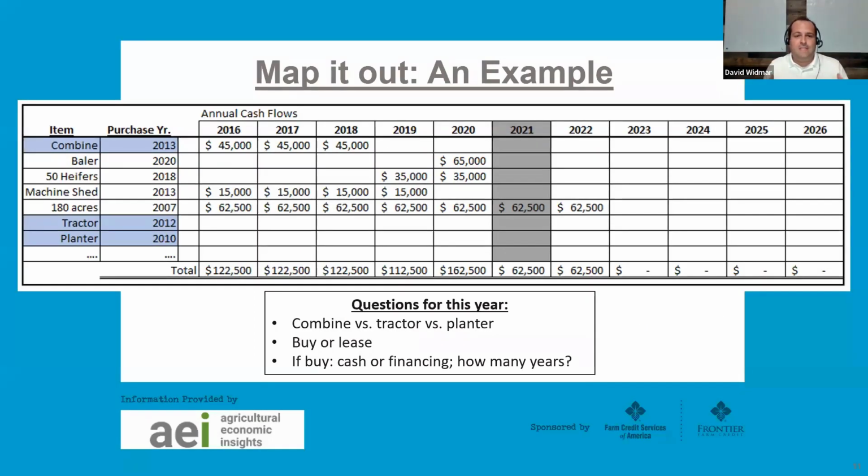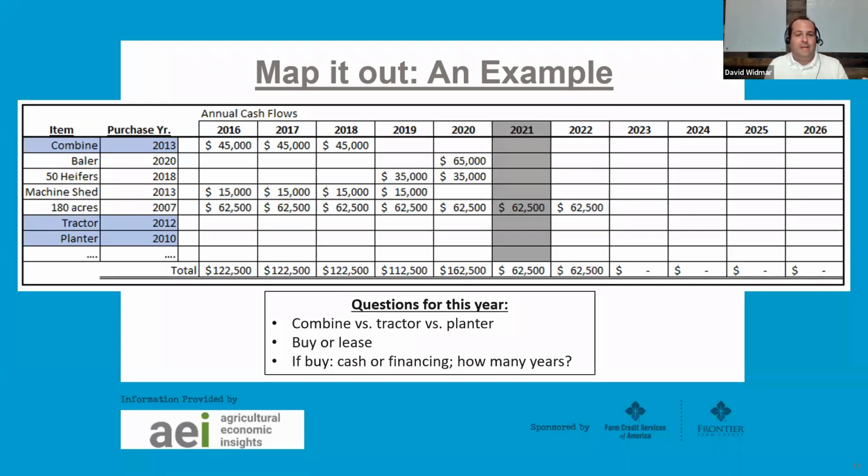So this is an abridged or a condensed version of what you might have for your operation. On the left, we've listed all the pieces of equipment. We listed the purchase year. And then we started to map out these cash flows that we talked about. We broke it out by individual piece of equipment and added up the total. As you can see, here's an operation that bought a combine in 2013. They had debt on it through 2018.